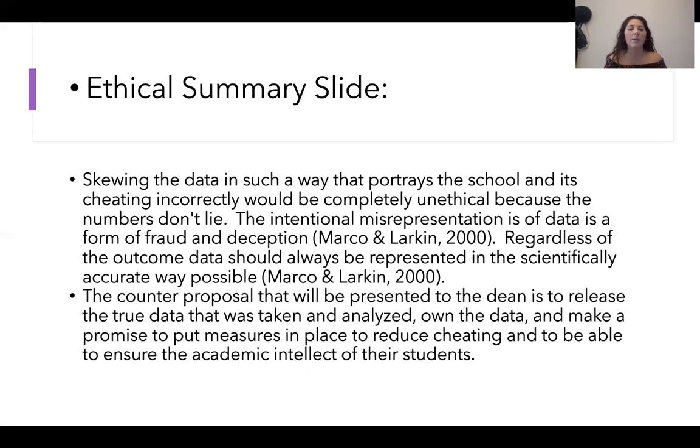We propose that the dean presents the data to be released as it was taken and analyzed, to own the data and make a promise to put a measure in place to reduce cheating and be able to ensure the academic integrity of their students.